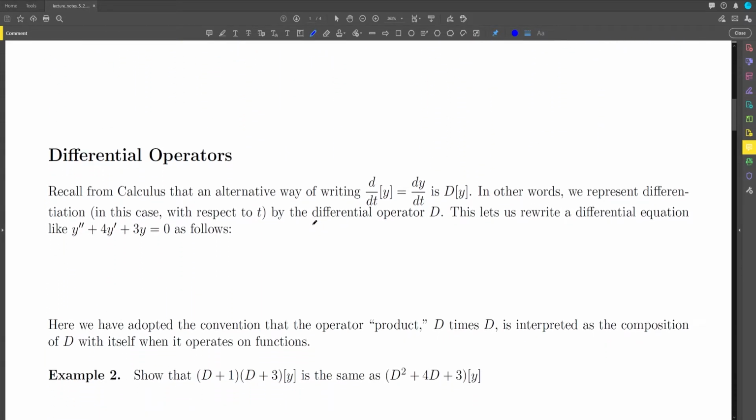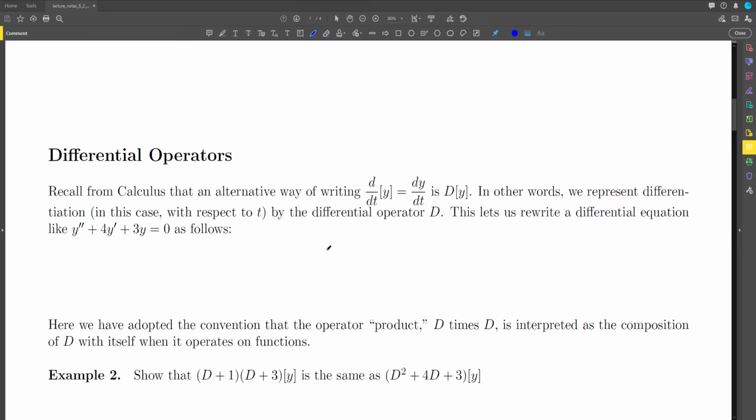Now, we're going to talk about differential operators. Hopefully you recall from calculus that an alternative way of writing d/dt of y, or dy/dt, is capital D of y. In other words, we represent differentiation, in this case with respect to t, by a differential operator capital D.